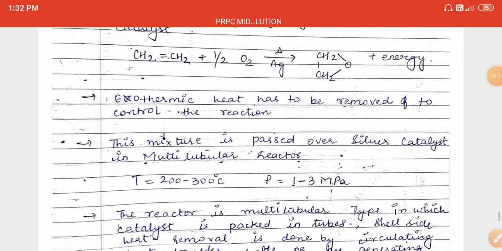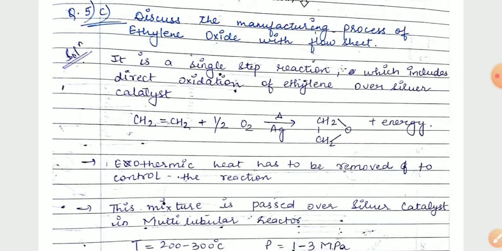Okay, now the main reaction is this one, for the manufacturing process of ethylene glycol with a flow sheet. It is a single step reactor which includes direct oxidation of ethylene over a silver catalyst, and this reaction: CH2=CH2 plus 1/2 O2 gives ethylene oxide. This reaction is exothermic, so heat has to be removed to control this reaction.